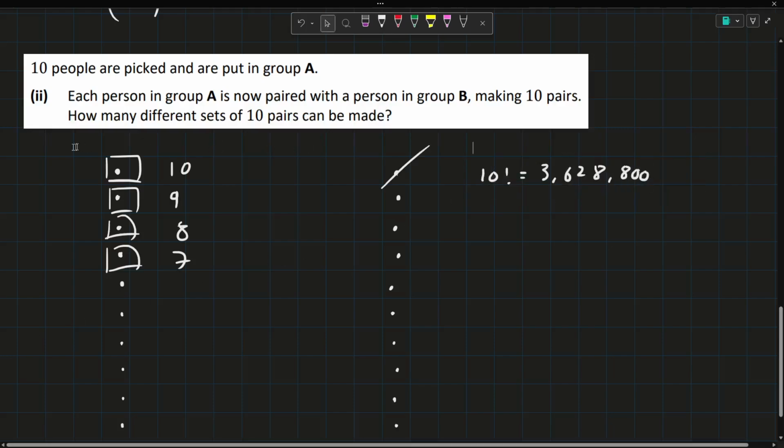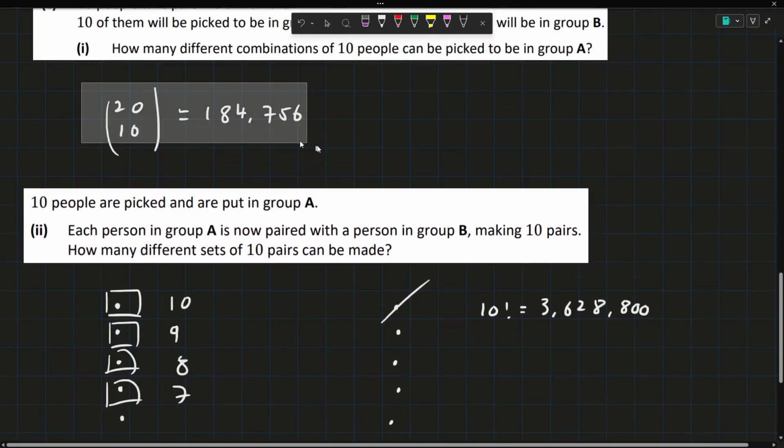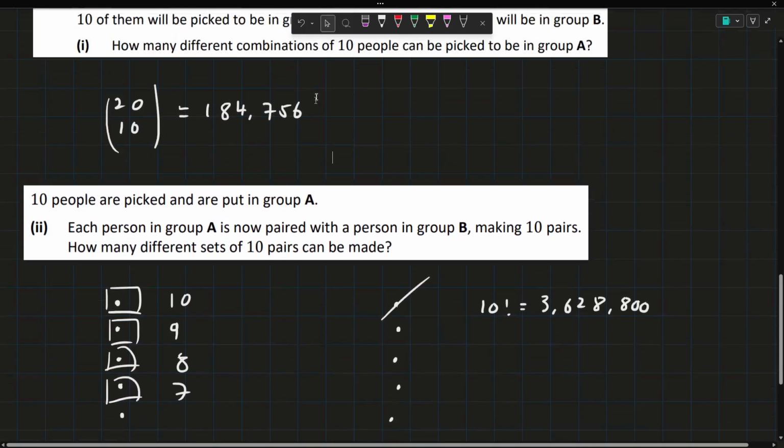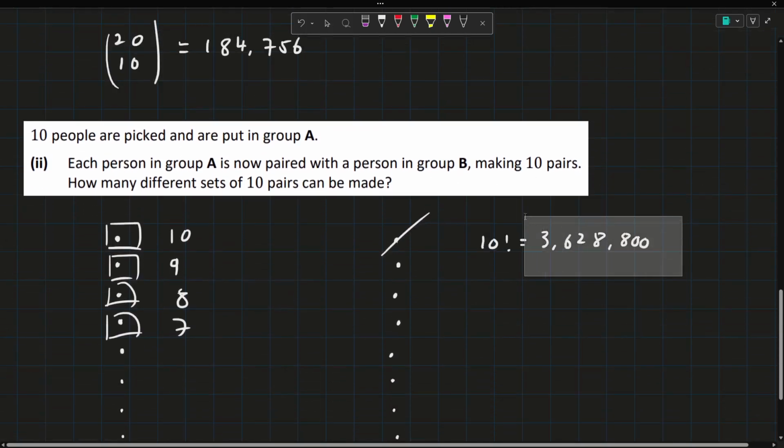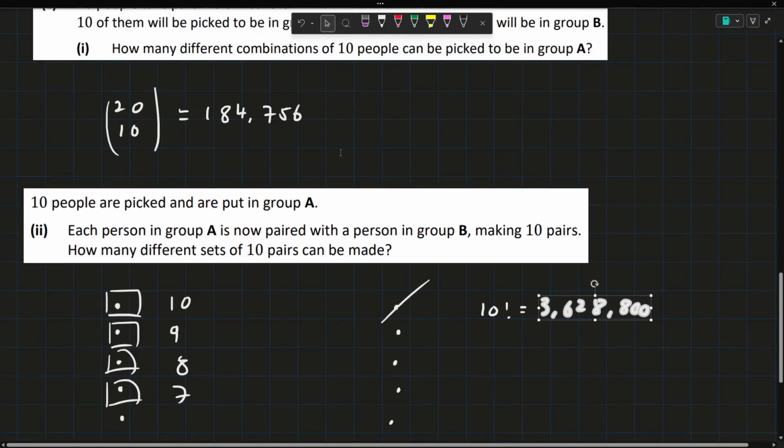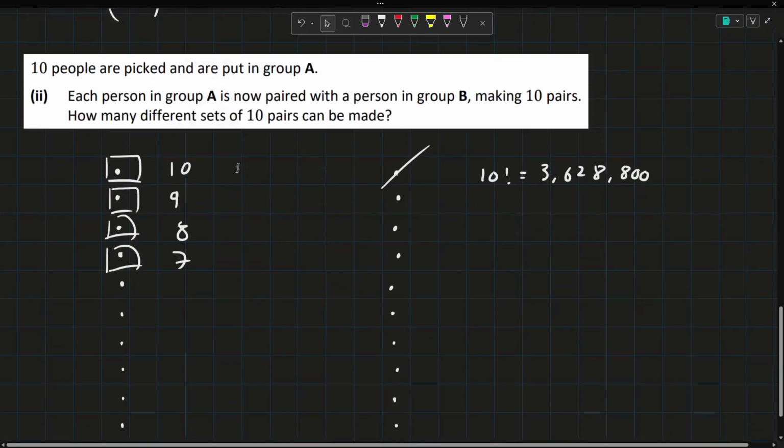So that's for any fixed group A, but then obviously this is how many different options we have for groups A. So we have 184,000 different possible groups A, and for each of those groups, this is the amount of pairs that can be made. So if you want to find the total number of pairings for all groups A, you multiply these two numbers together, but the marking scheme accepted this, or this times this, because it was a bit vague.